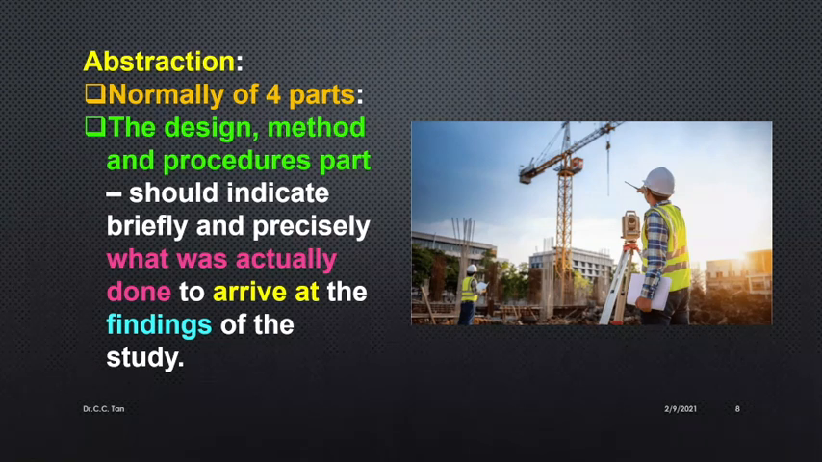And so what does it mean? It means that you have to demonstrate the rigor of your research. You have to demonstrate the design, method and procedures part. So indicate briefly and precisely what was actually done to arrive at the findings of the study. You have to demonstrate to people how you collect the data, how you go through the data, and how you get the interpretations and perceptions of the data, and how you turn them into a constructed reality, just like the dynamic capability article that I told you about.